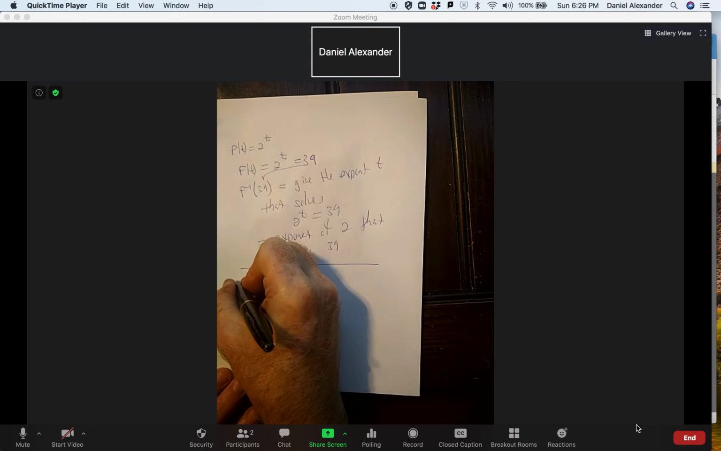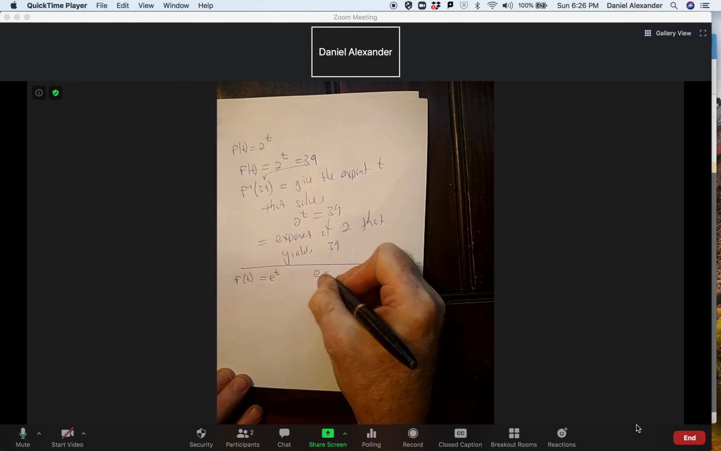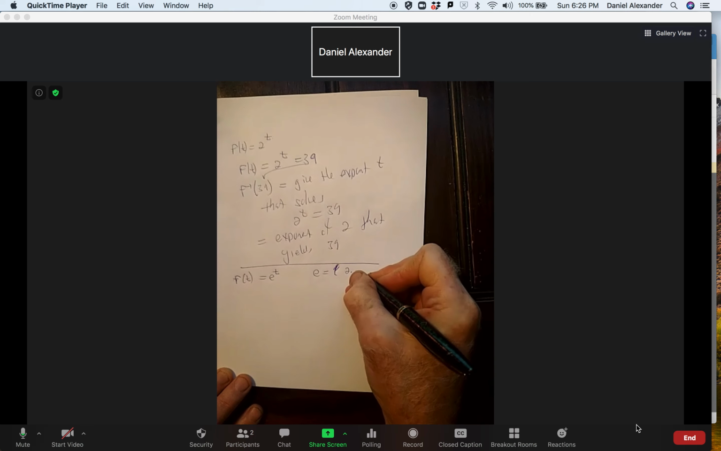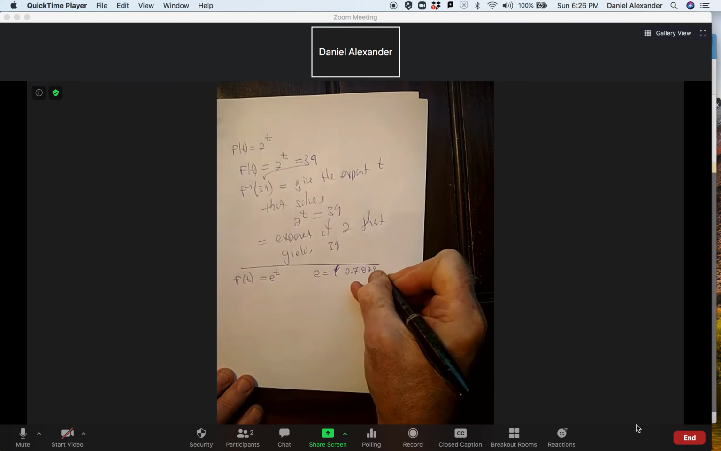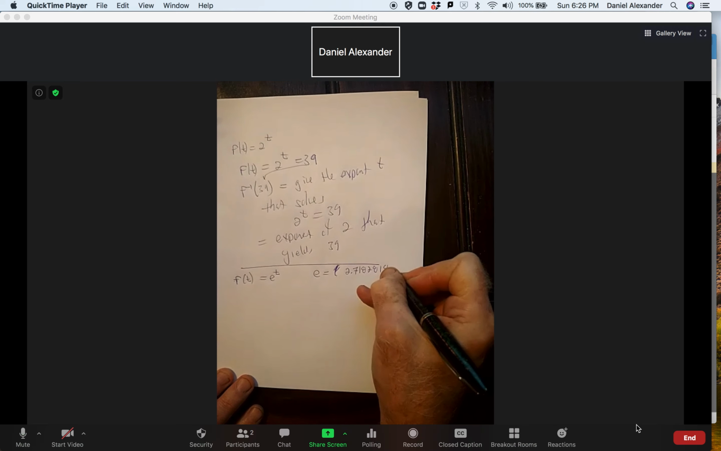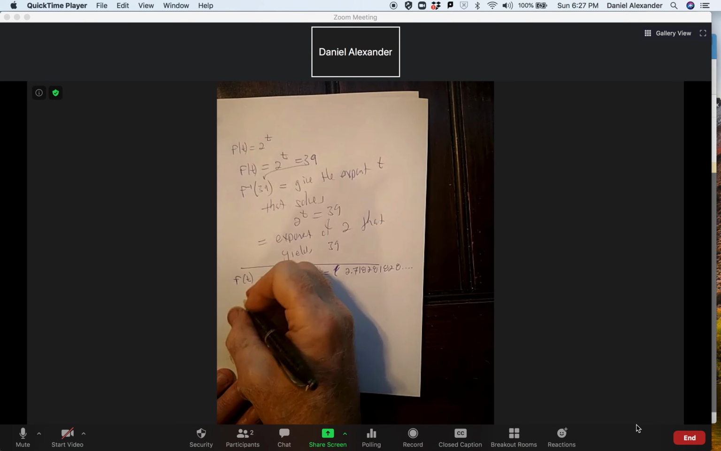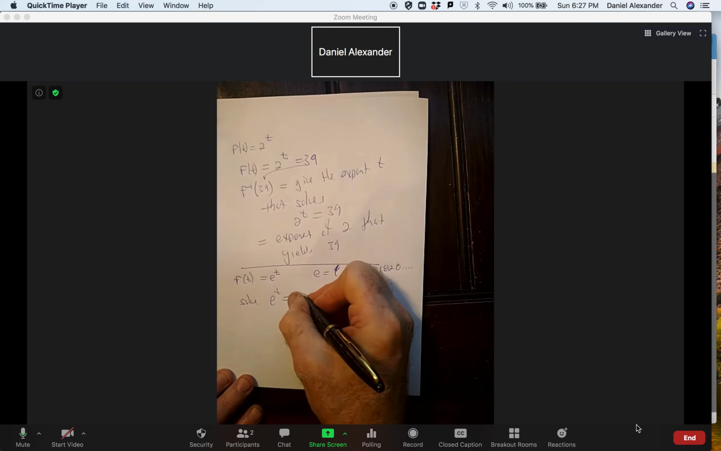Another base is going to be f of t equals e to the t. And remember, e is this number, it's about 2.71828, 1828, and it just keeps going on and on and on. So keep in mind that's what that is. And let's say that I want to solve e to the t equals 10.